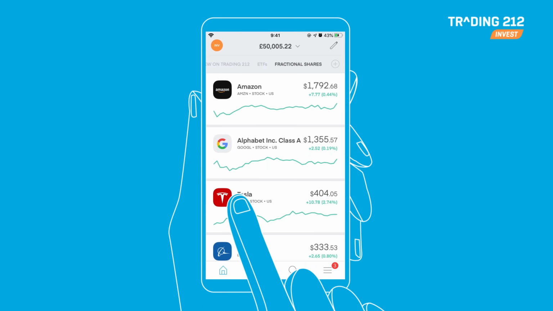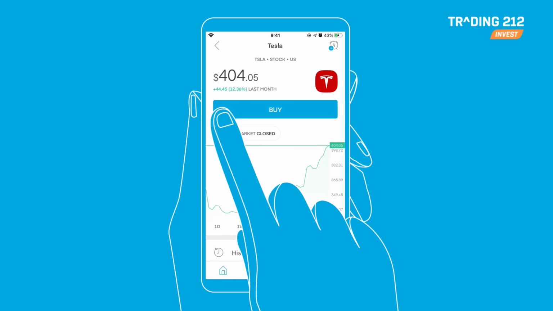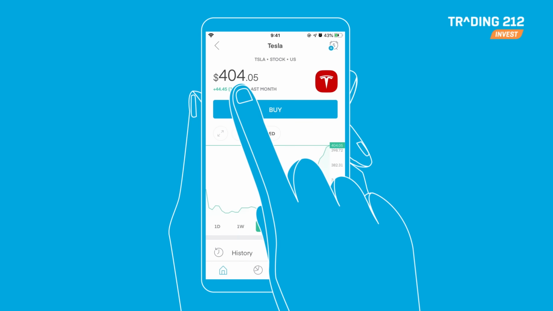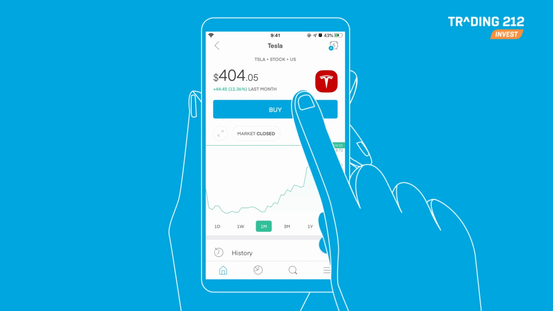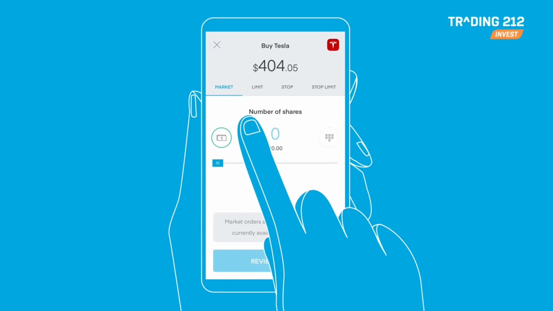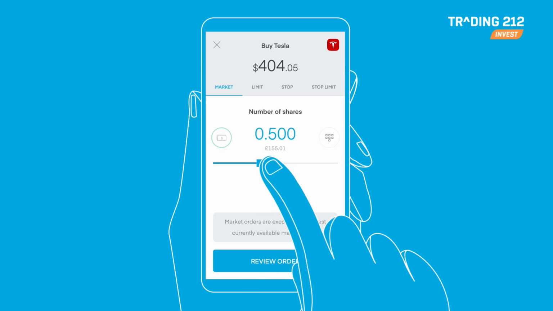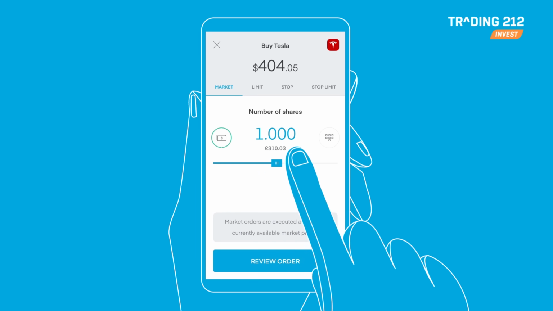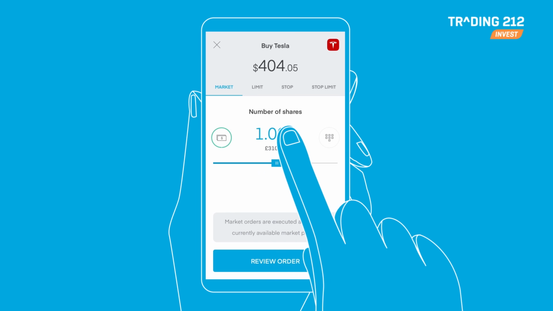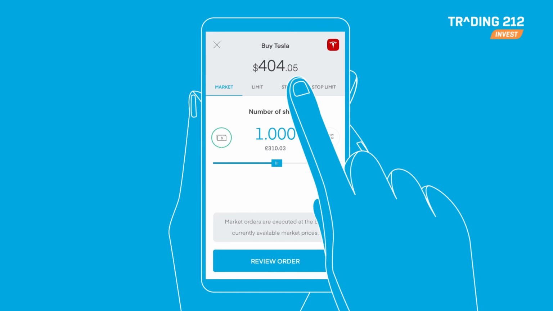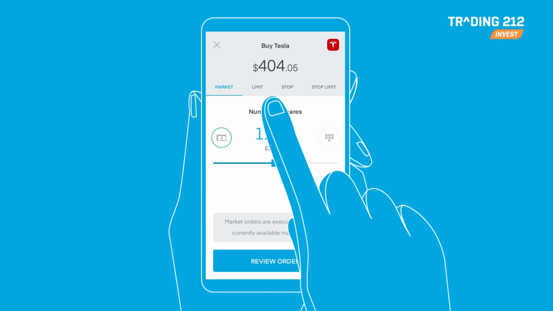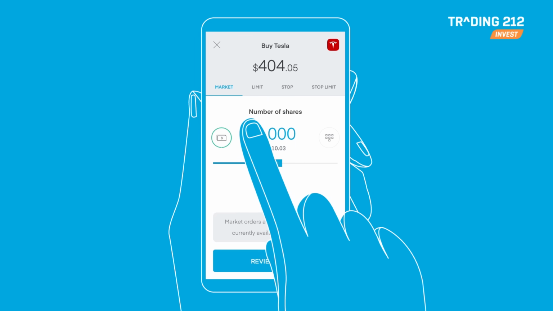Let's give it a go by tapping on Tesla. We can see the share price is $404.05. And if we click on Buy, we can now enter our number of shares. With a typical stockbroker, the minimum investment size would be one share. That would mean we couldn't invest any less than $404.05. But with Trading 212's fractional shares, we have much more flexibility.